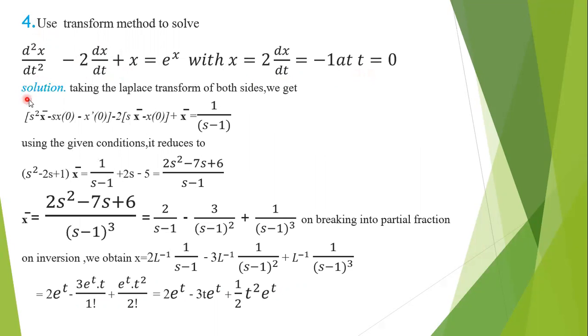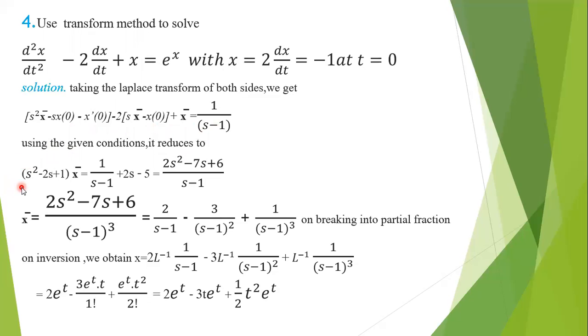Now we will be taking Laplace transform on both the sides. Therefore, s square x bar minus s into x of 0 minus x dash of 0 minus 2 into (s x bar minus x of 0) plus x bar is equal to 1 upon (s minus 1). We use the property of Laplace of derivatives. Using the given conditions, we will be applying those conditions here, and we will be transposing all the negative terms to the right hand side.